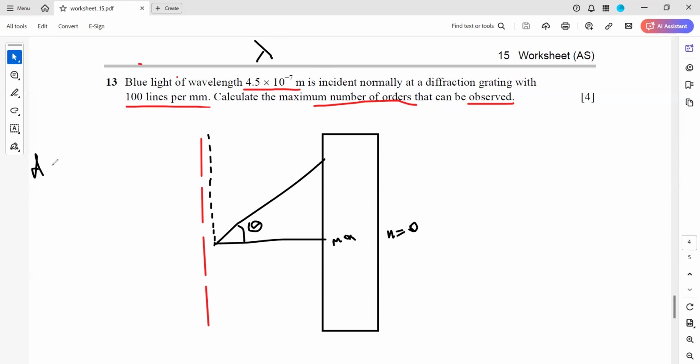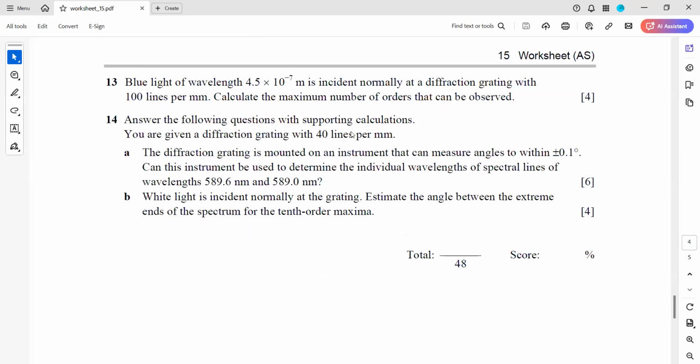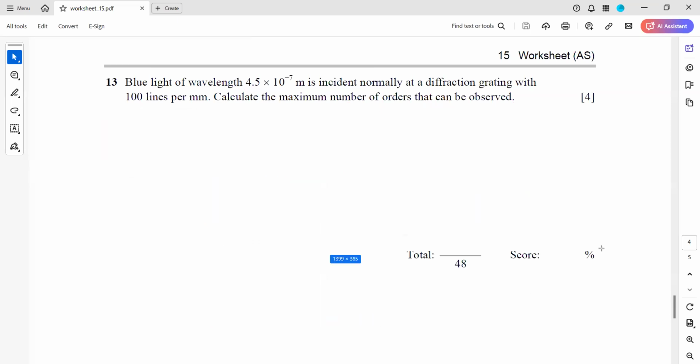Always, even for Cambridge or Edexcel students, this is a common topic. They give you lines per millimeter or lines per centimeter and you have to work out d. So how to work out d? 1 millimeter means 0.001 meters, divided by 100. This will give us a value for d. So what is the value for d when you divide? 1 × 10^-5 meters is the value for d.